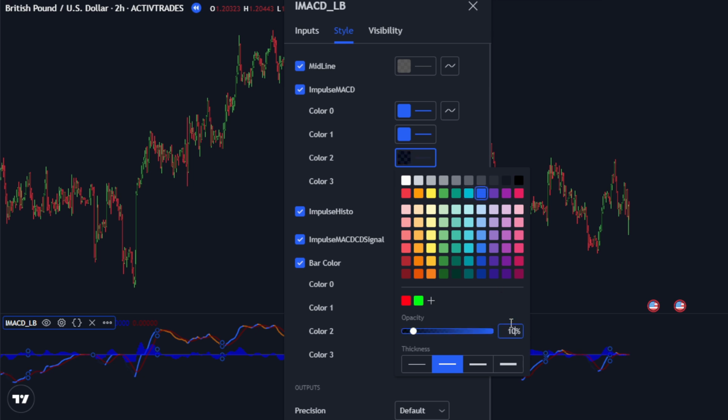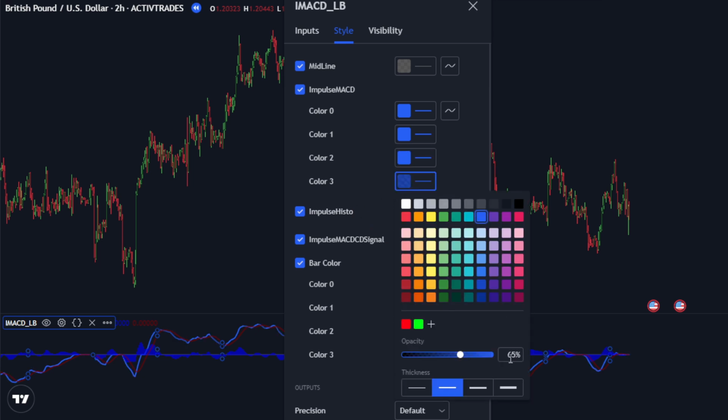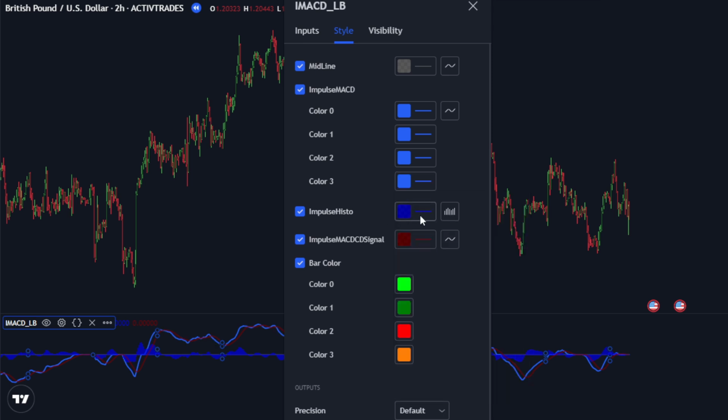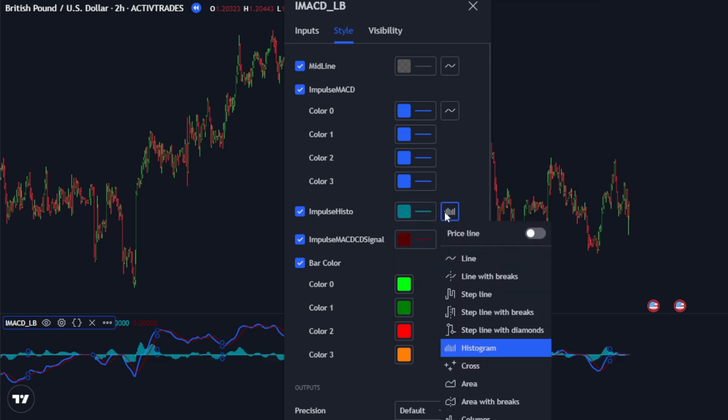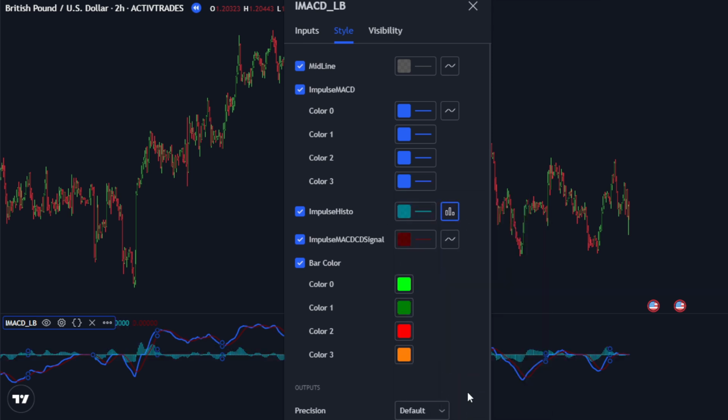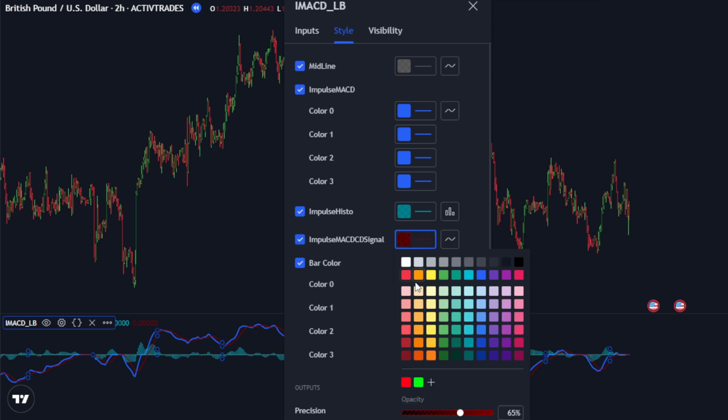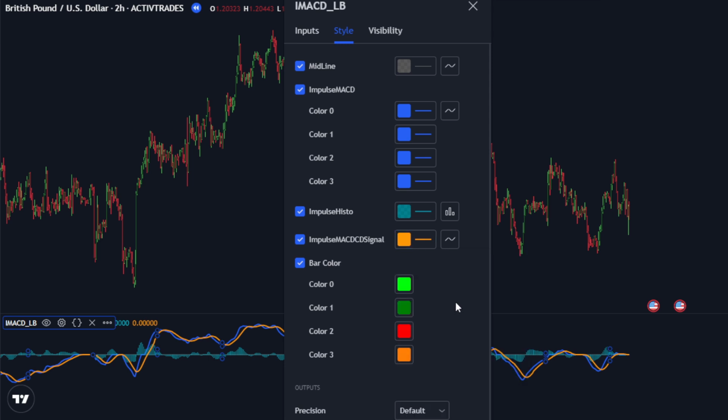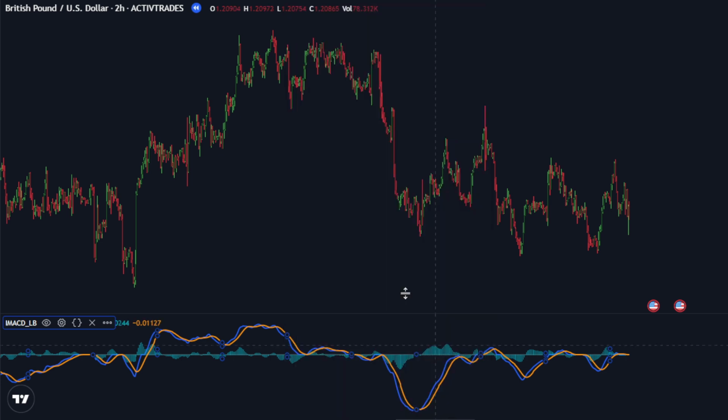Impulse Histo we change its color to a lighter blue, and change from histogram to columns. The Impulse MACD signal we change its color to orange and opacity to 100%. And as we can see, the Impulse MACD looks more organized.